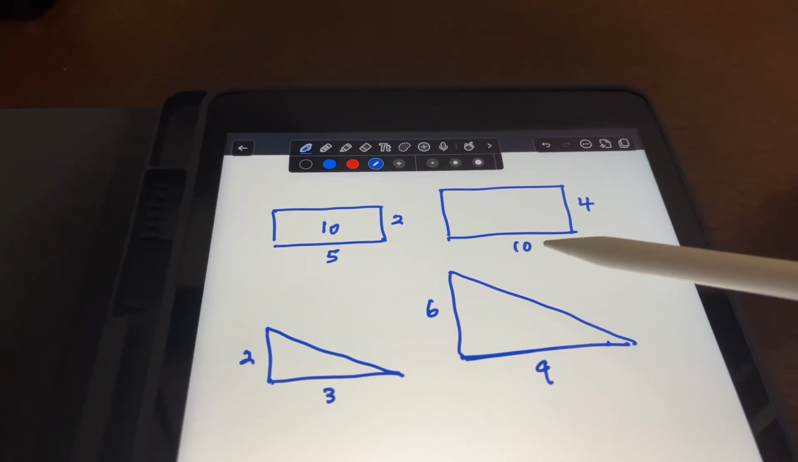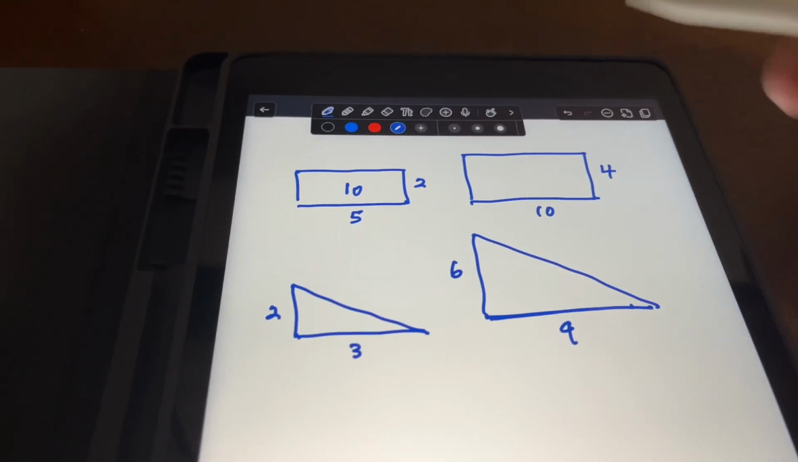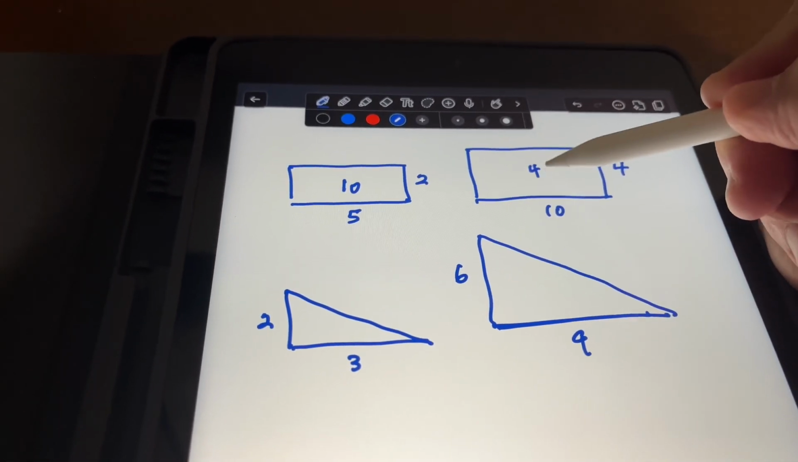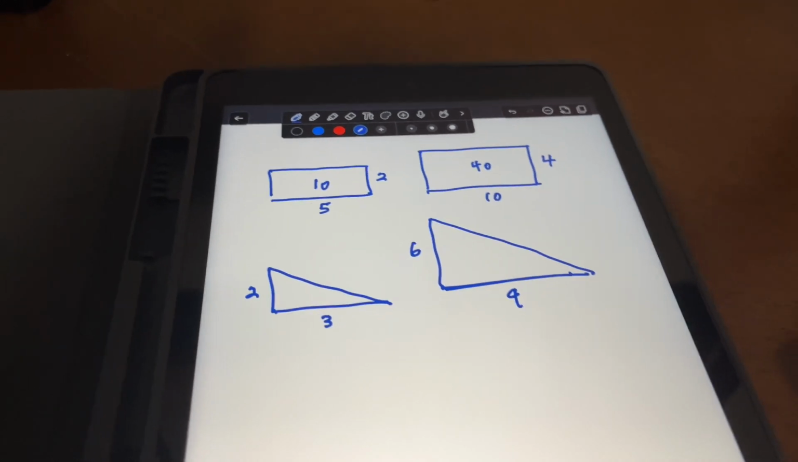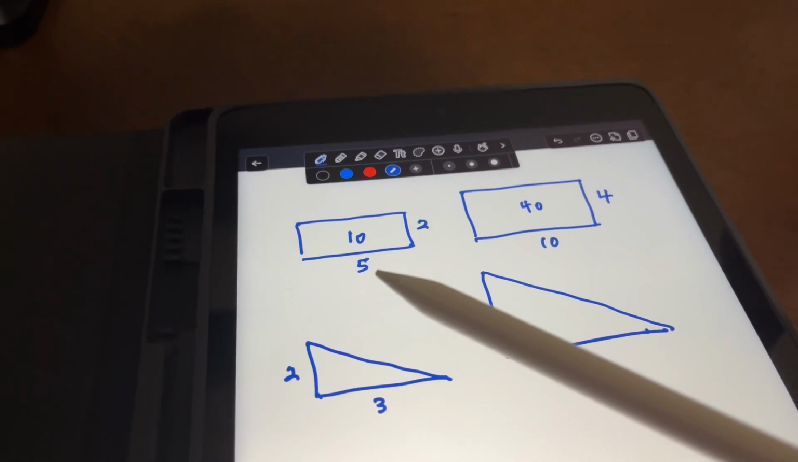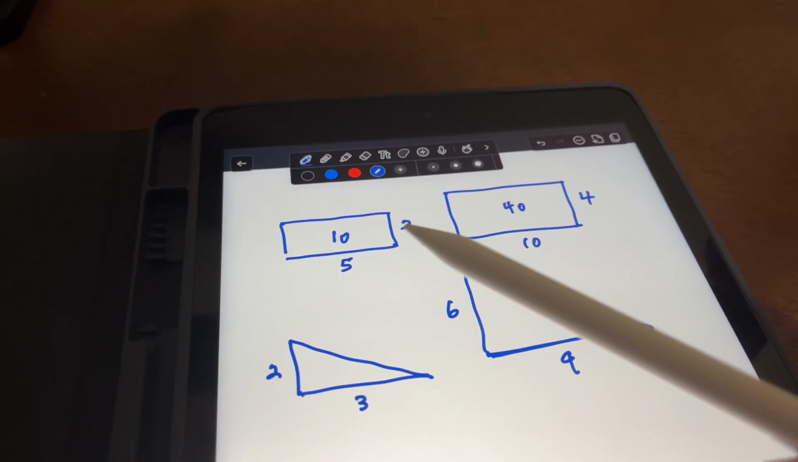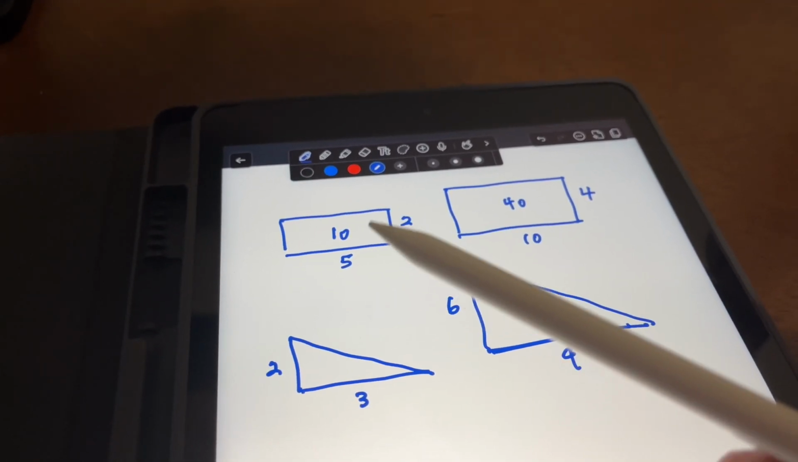On this one, notice that it's a little bit longer, so this is 10 and that's 4, so the area on this would be 40. So the first thing that I want you to notice is the area is a squared measurement. I didn't put any units on this, but if this had been 5 inches and this was 2 inches, then this would be 10 square inches.